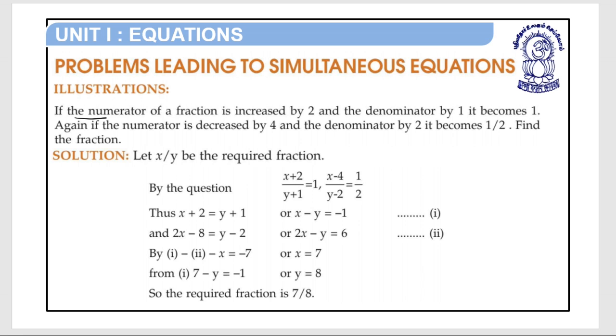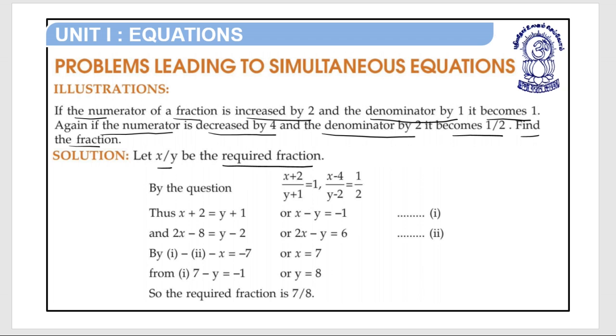If the numerator of a fraction is increased by 2 and the denominator by 1, it becomes 1. Again, if the numerator is decreased by 4 and the denominator by 2, it becomes 1 by 2. Find the fraction. Let x by y be the required fraction, which we have to find out.